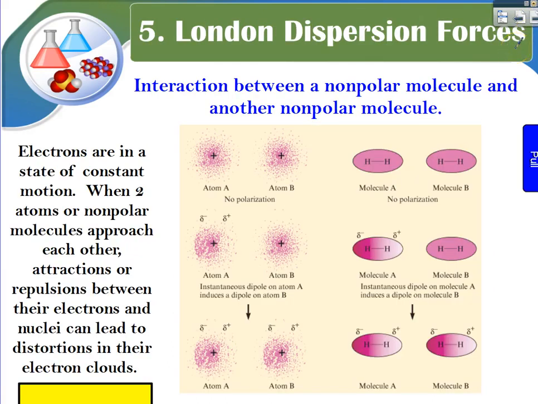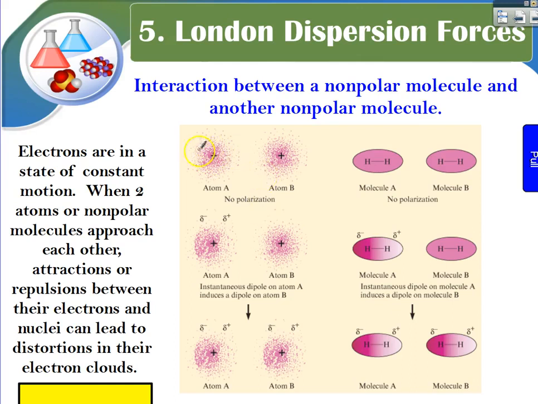And the last one, the easiest to remember, is the London dispersion. London dispersion is the force between a nonpolar molecule and another nonpolar molecule. So the electrons are in a state of constant motion. If you look, this is what an atom actually looks like, because remember, the electrons are free to move in the electron cloud and they're going everywhere.